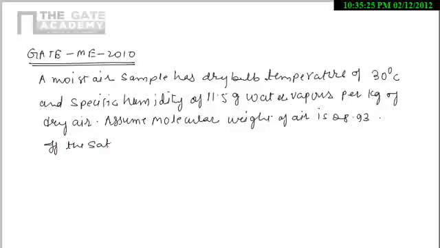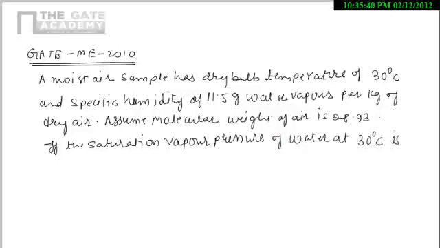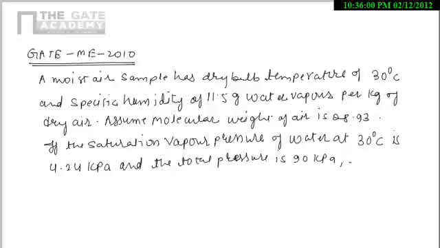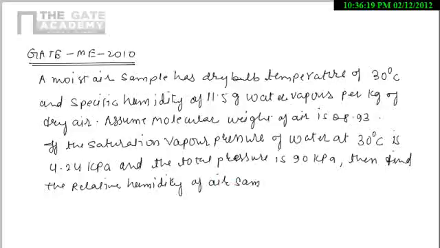If the saturation vapor pressure of water at 30 degrees centigrade is 4.24 kilopascal and the total pressure is 90 kilopascal, then find the relative humidity of the air sample.